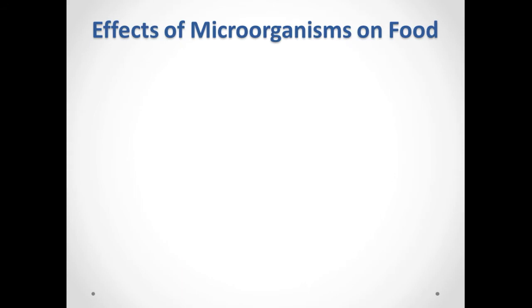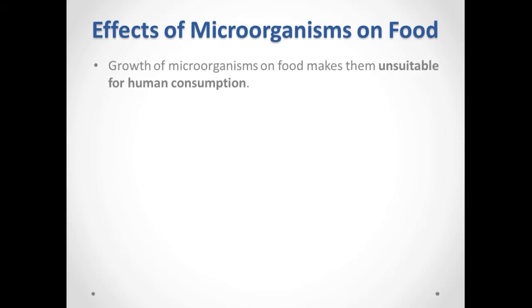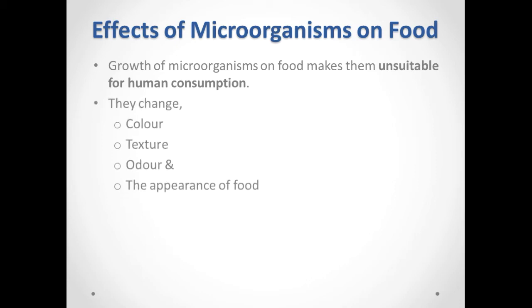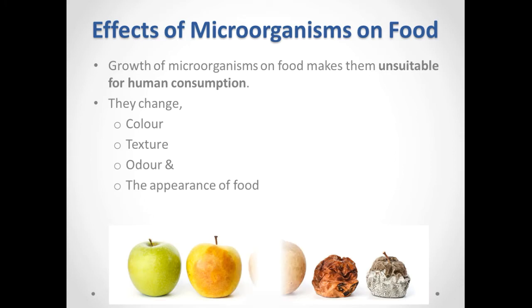Effects of microorganisms on food. The growth of some microorganisms on food makes them not suitable for human consumption. They change the color, texture, odor, and appearance of food. If you observe this picture, you can see how their color, texture, and appearance have changed.